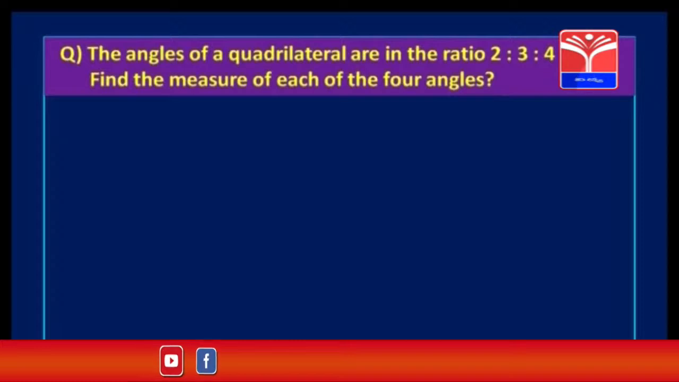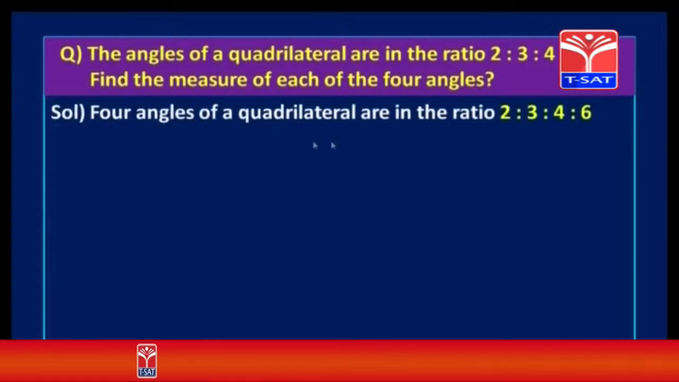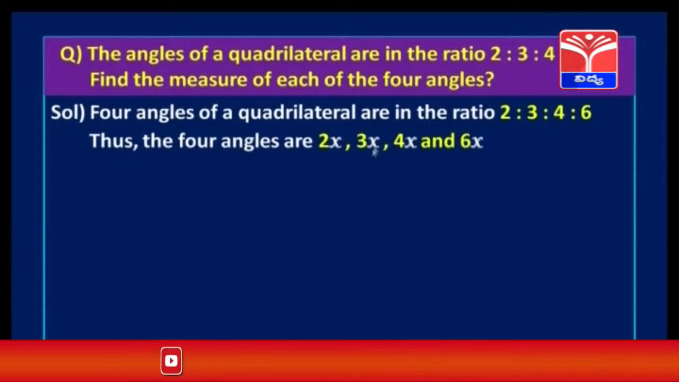The angles of a quadrilateral are in the ratio 2:3:4:6. Find the measures of each of the four angles. Children, in this, they did not give the measure of any angle, but what they have given? Yes, they have given the ratio. Now, the angles will be 2x, 3x, 4x and 6x.